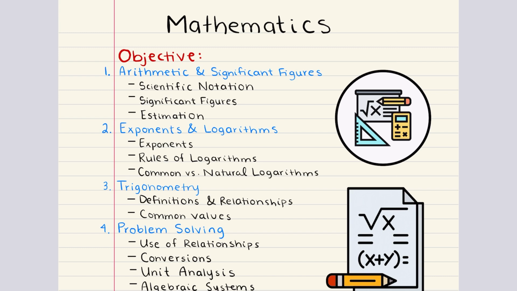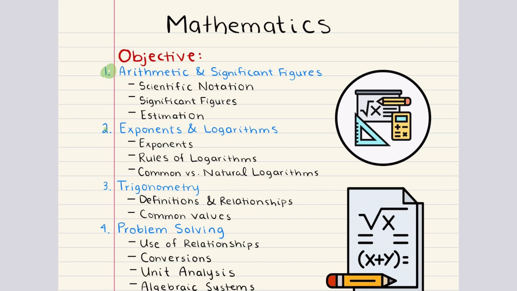The first objective is titled Arithmetic and Significant Figures. We're going to begin this objective by understanding scientific notation. This is a way to represent very large or very small numbers in a concise manner. Then we're going to learn about significant figures. And finally, we will discuss estimation techniques to quickly approximate solutions, especially since there are no calculators on the MCAT.